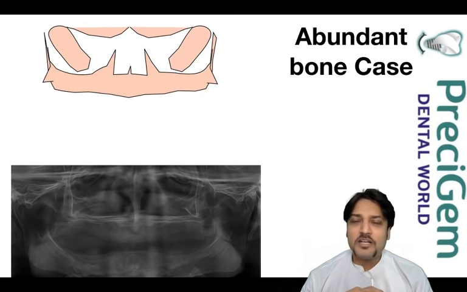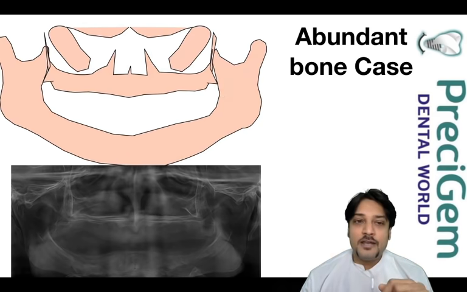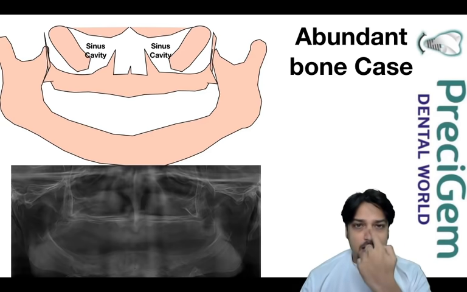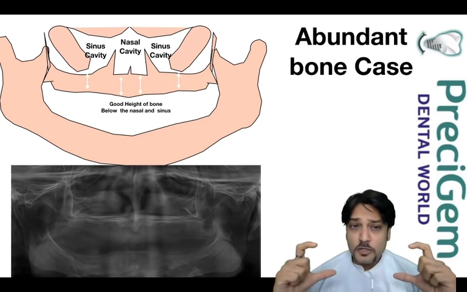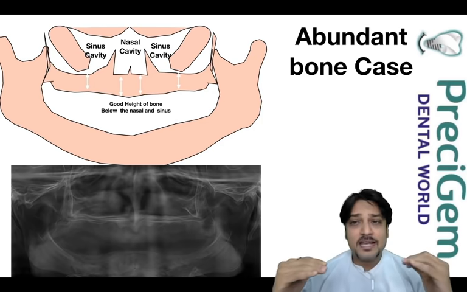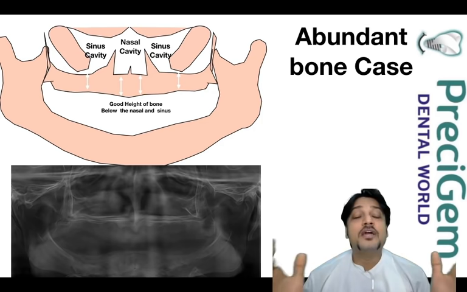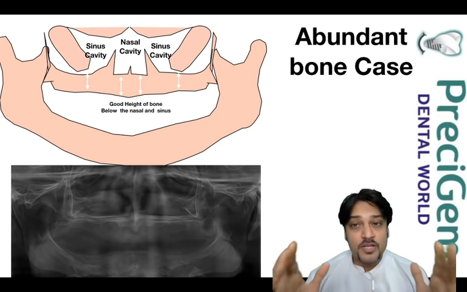This is nothing but the maxilla, the upper jaw. Then we have the lower jaw. In the maxilla we have the sinus cavity. Above the nose, inside the nose, we have a nasal cavity, right? So if there is good bone height available below the sinus cavity and below the nasal cavity, that is considered abundant bone in the upper jaw.